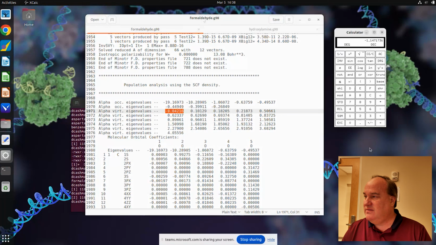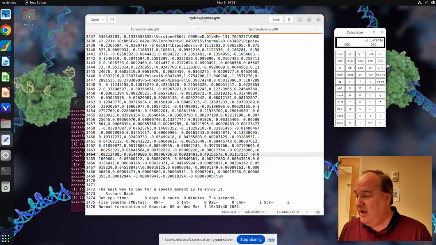So there's actually sufficient energy difference between the highest occupied and the lowest unoccupied molecular orbital. And so that kind of tells us this is a good candidate for our reaction right there.